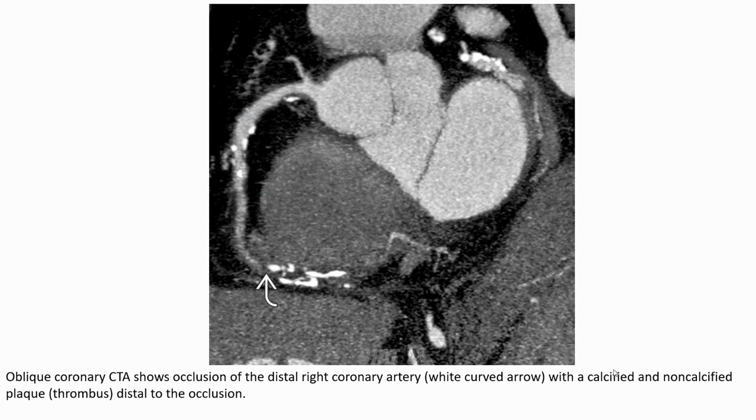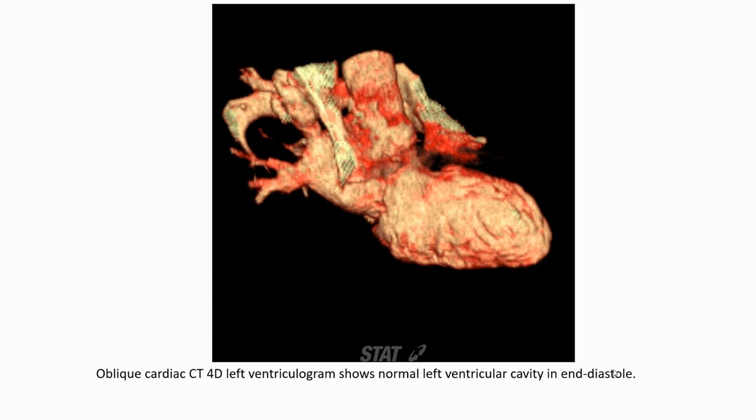This oblique coronary CTA shows occlusion of the distal right coronary artery, while the curved arrow indicates a calcified and non-calcified plaque thrombus distal to the occlusion. This oblique cardiac CT of the left ventricle shows a normal left ventricle cavity in end-diastole.